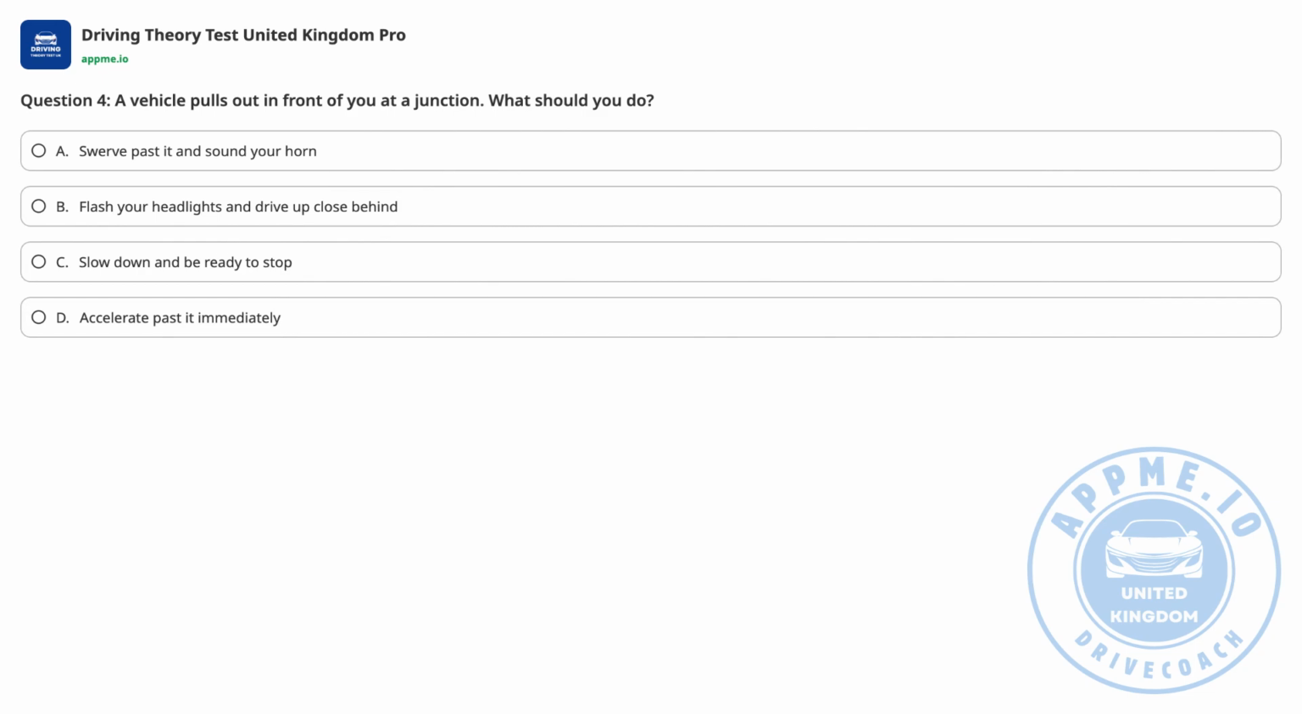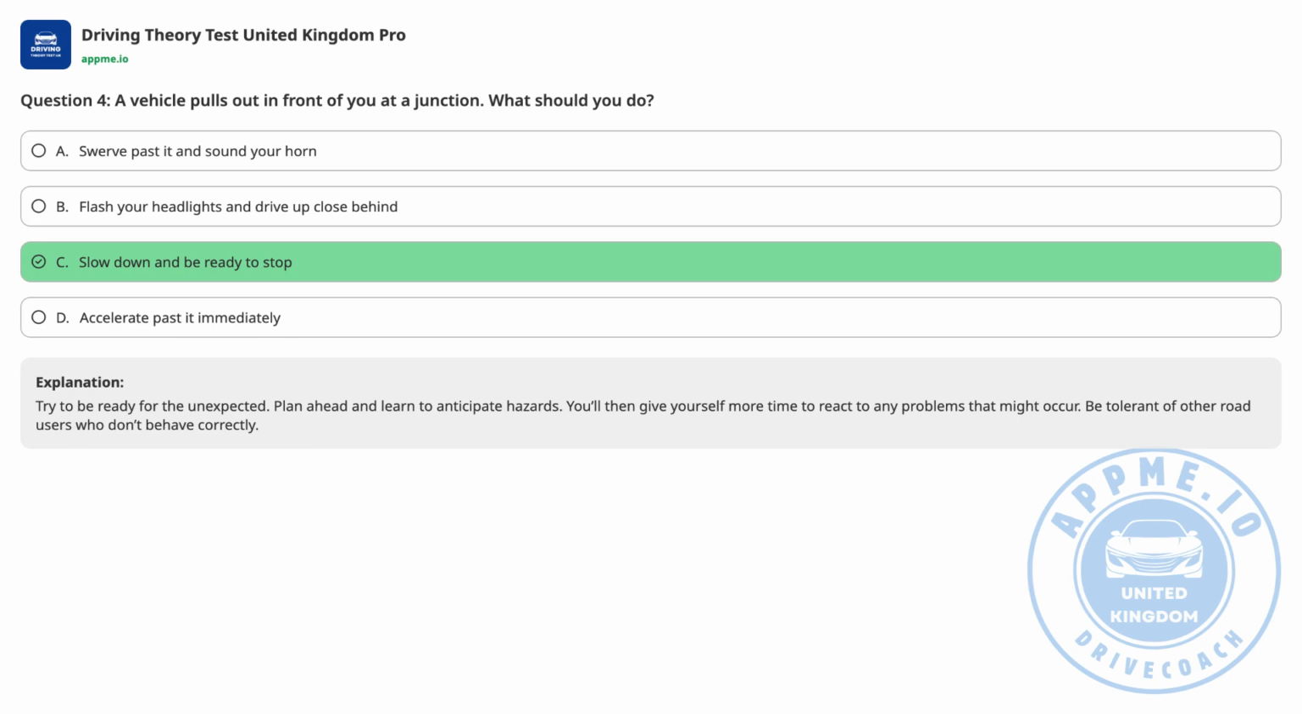Question 4. A vehicle pulls out in front of you at a junction. What should you do? A. Swerve past it and sound your horn. B. Flash your headlights and drive up close behind. C. Slow down and be ready to stop. D. Accelerate past it immediately. The correct answer is C.